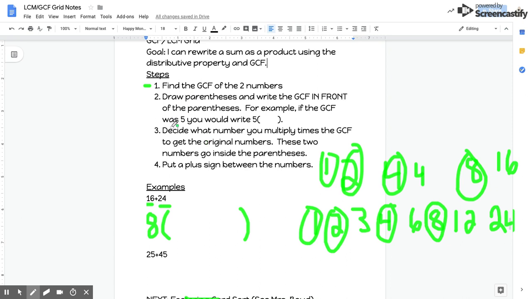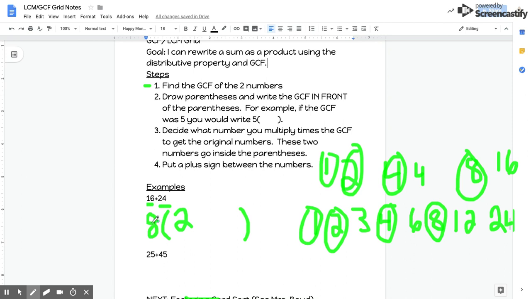Step 3 says decide what number you multiply times the GCF to get the original numbers. These two numbers go inside the parentheses. So you ask yourself, what do I multiply times 8 to get 16? Well, 8 times 2 is 16. If you weren't sure about that, you could always check your factor pairs and see what you multiplied times your greatest common factor to get 16. Well, I multiplied it times 2. So if you've got that written out, you can use that.